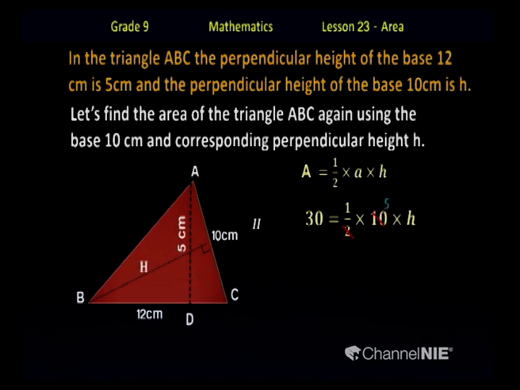Then you can get 30 equals 5 into h. Now h is multiplied by 5, so you can divide both sides by 5. Then 5 and 5 are cancelled. Then h remains. So you get height is 6 centimeter. Dear students, I think all of you could understand it. Now what is next?